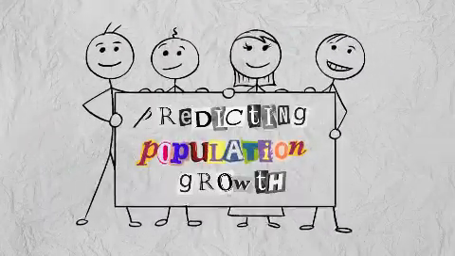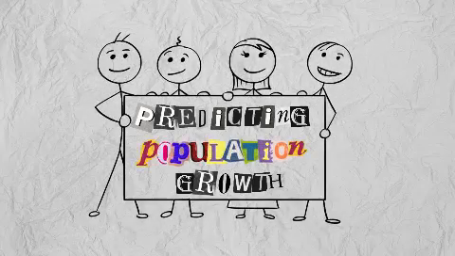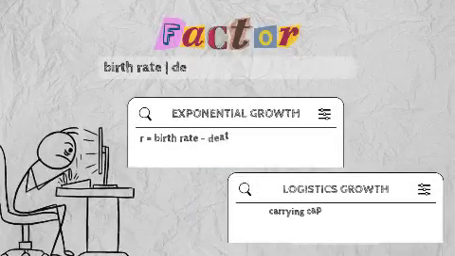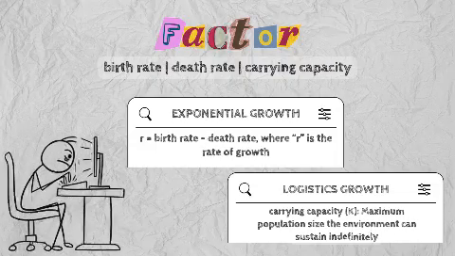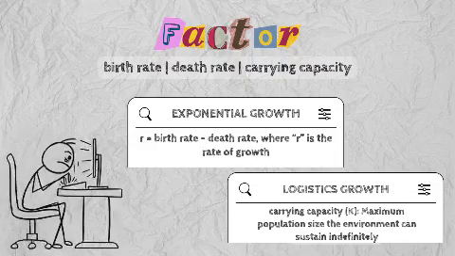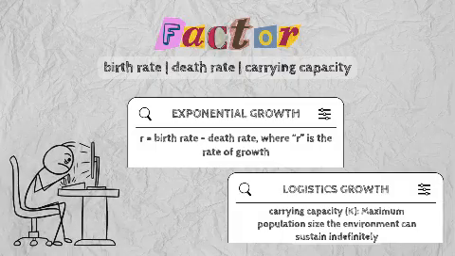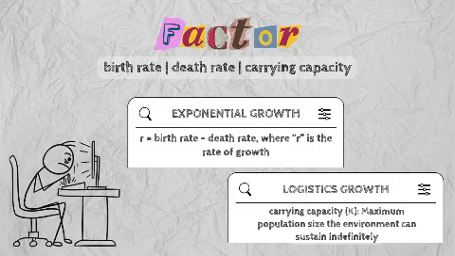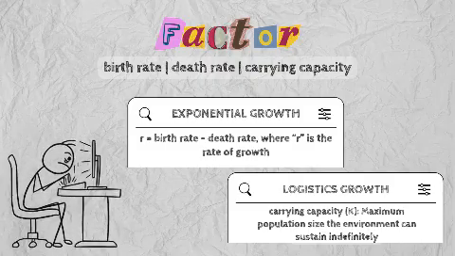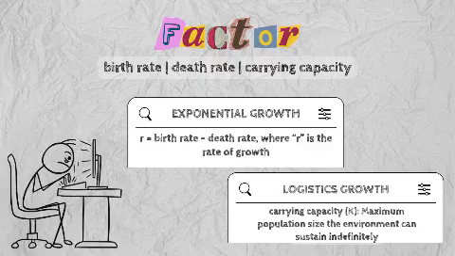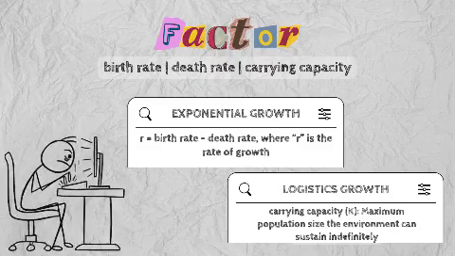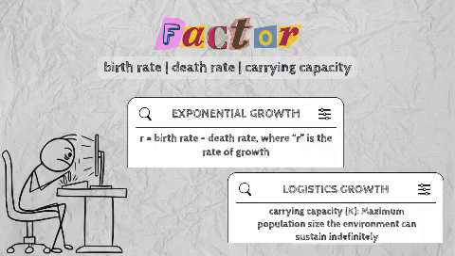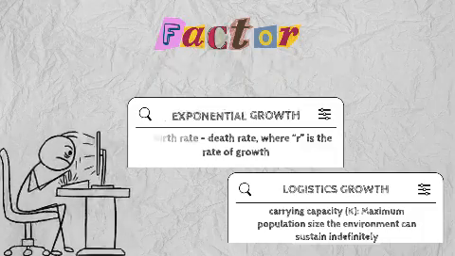Let's see how population growth is predicted using two primary models. Key factors that influence population growth are birth rate, death rate, and carrying capacity. The first model is exponential growth. It occurs when resources are abundant. The growth rate is calculated as R equals birth rate minus death rate, where R is the rate of growth. Second, we have logistic growth. This model considers resource limitation. Growth stops when the population reaches its carrying capacity K, which is the maximum population size the environment can support.